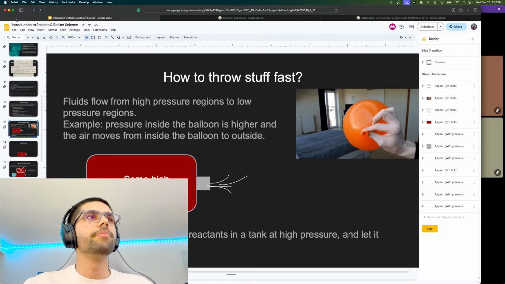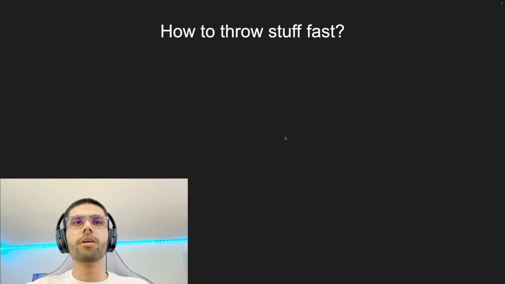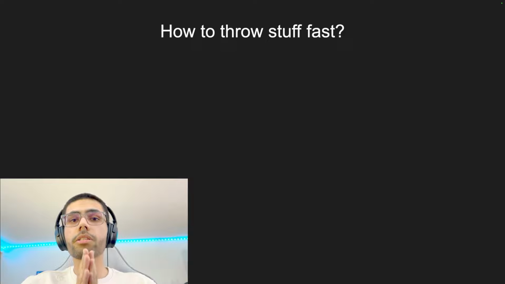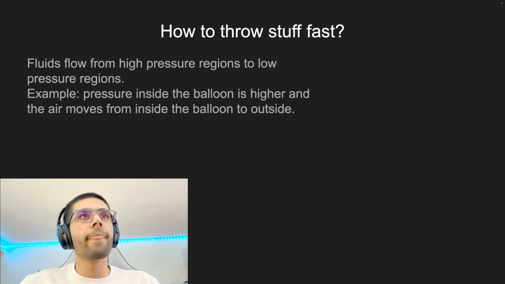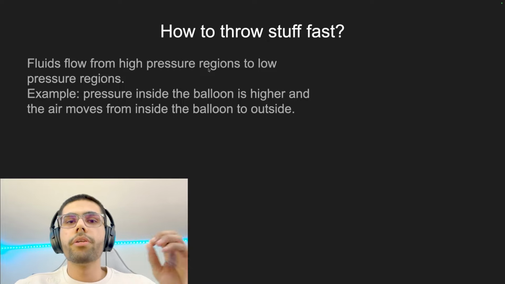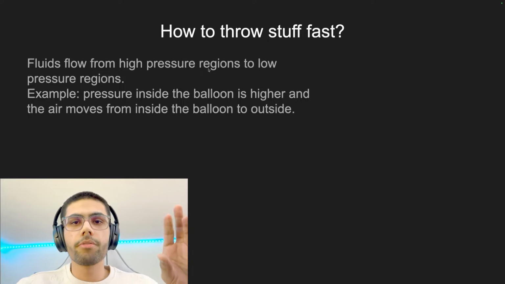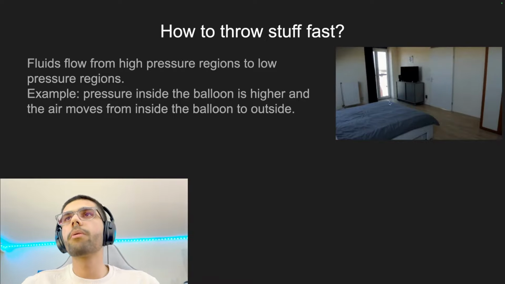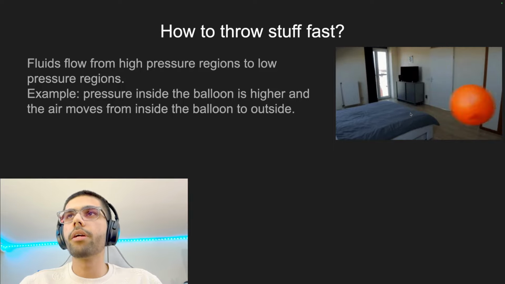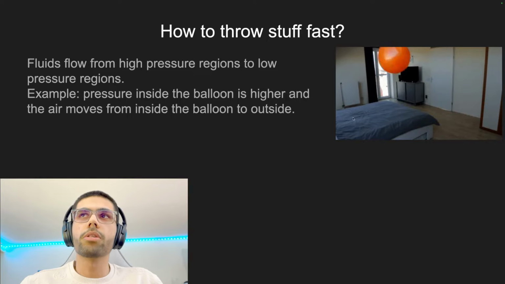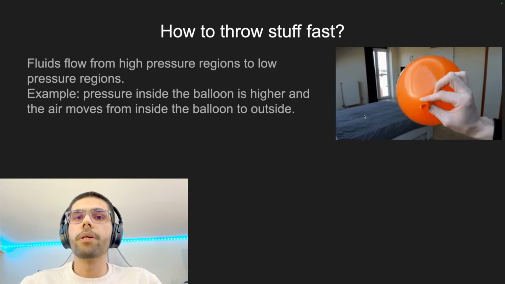Okay, so let's go ahead. Now we're talking about throwing stuff fast and throwing more of the stuff. Let's increase the velocity of the stuff that we are throwing step by step. We all know that fluid at a higher pressure region flows towards fluid at a lower pressure region. For example, in this balloon, the pressure of the air is higher than outside, so the air moves from inside to outside, which propels the balloon forward.